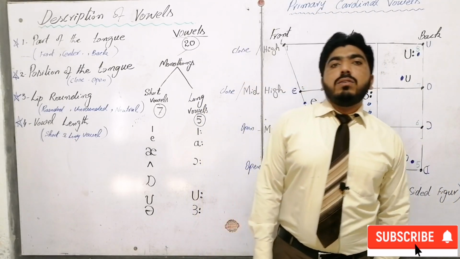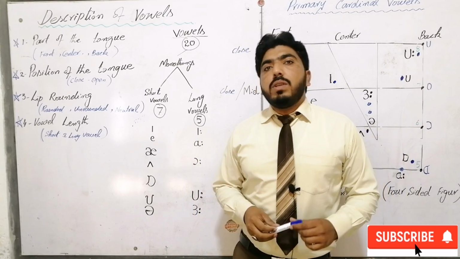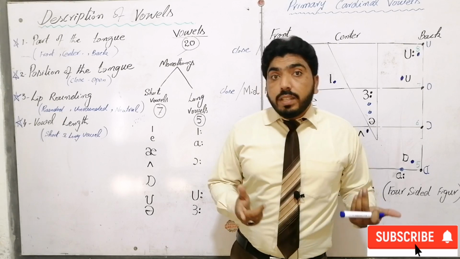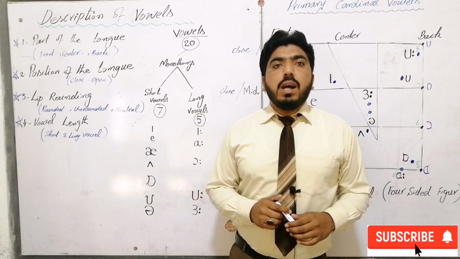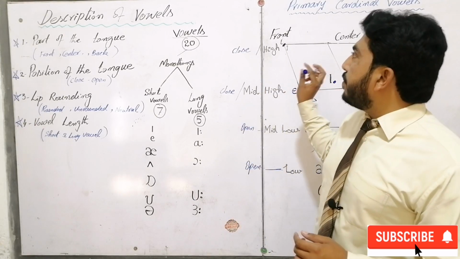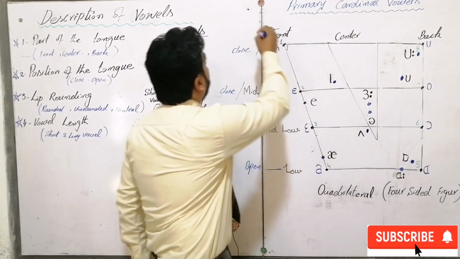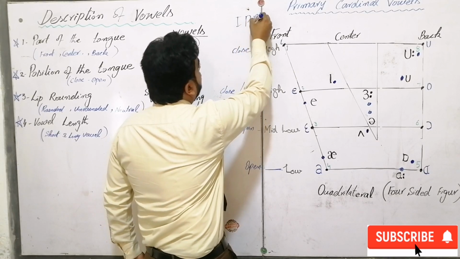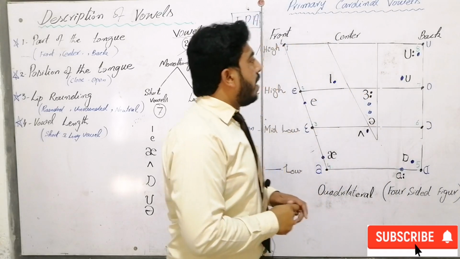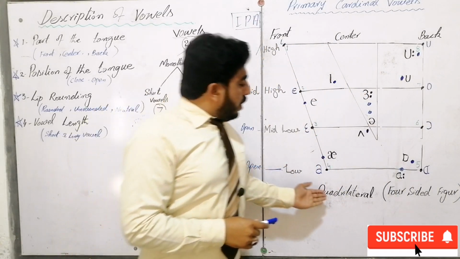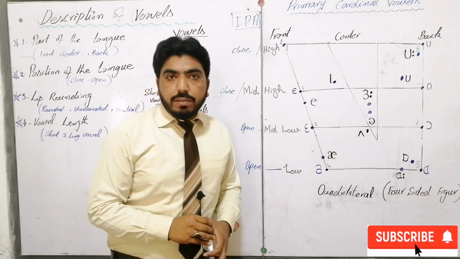Some of you might know about the description of consonant sounds: on the basis of place of articulation, manner of articulation and voicing, we describe consonant sounds. In the same way, we use a diagram, and this diagram has been suggested by the IPA, the International Phonetic Association. This diagram has 4 sides, that is why we call it the quadrilateral diagram, and we also call this diagram a trapezium.